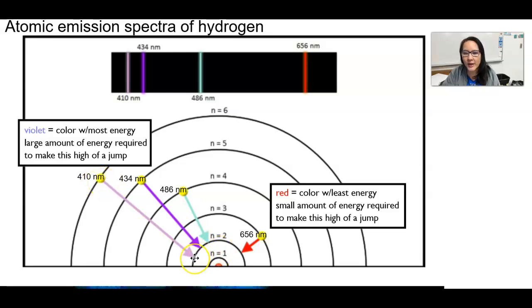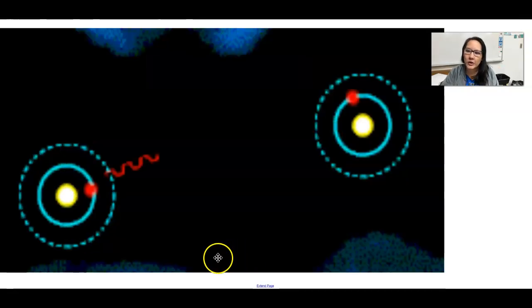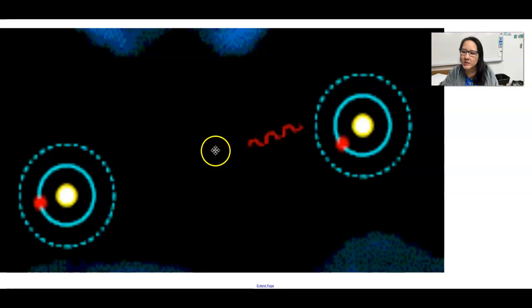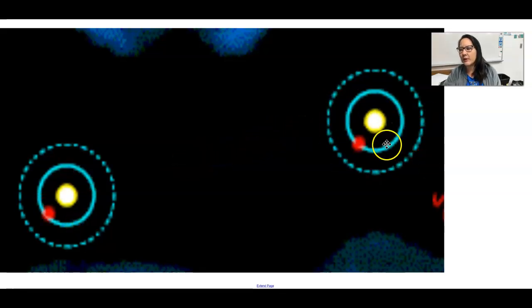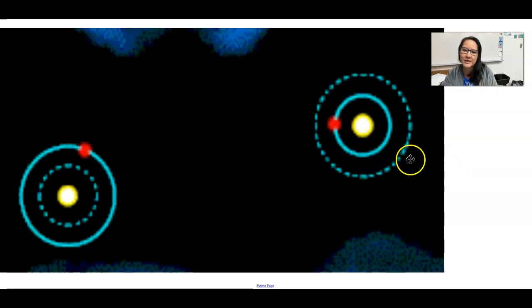So a large amount of energy was required to jump from energy level 1 all the way to energy level 6, which means that the light that was given off afterwards when it fell back to the ground state is going to be violet colored light, which is a light color that has high energy. And so here you can see where the energy is being released and then it gets absorbed by this one. It jumps to an excited state, and when it falls back to the ground state, it releases that energy.